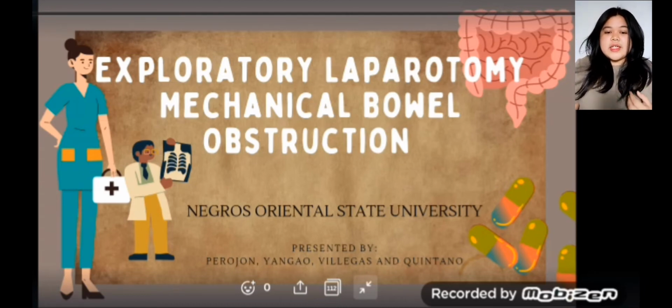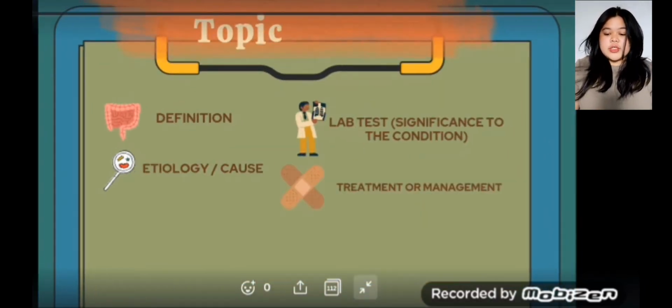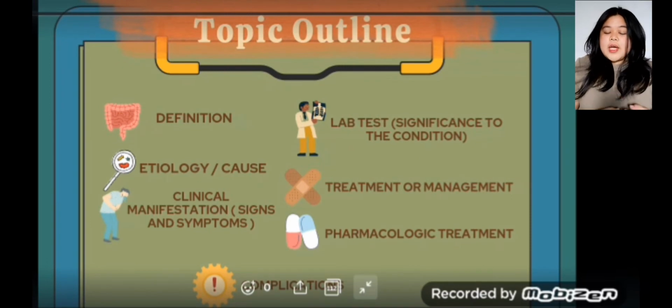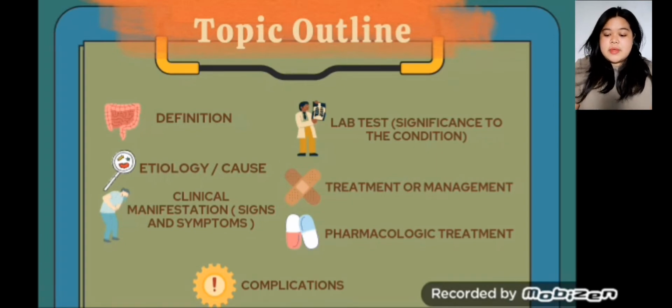We will be discussing exploratory laparotomy for mechanical bowel obstruction. Our topic outline is the definition, etiology and cause, clinical manifestation or the signs and symptoms, lab tests and their significance to the condition, treatment or management, pharmacologic treatment, and of course the complications that might occur.